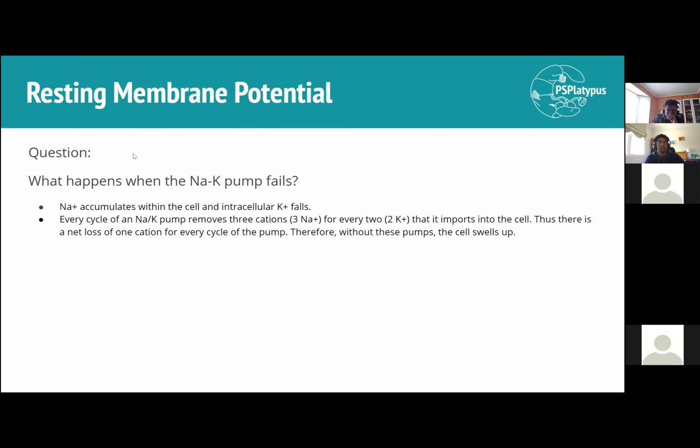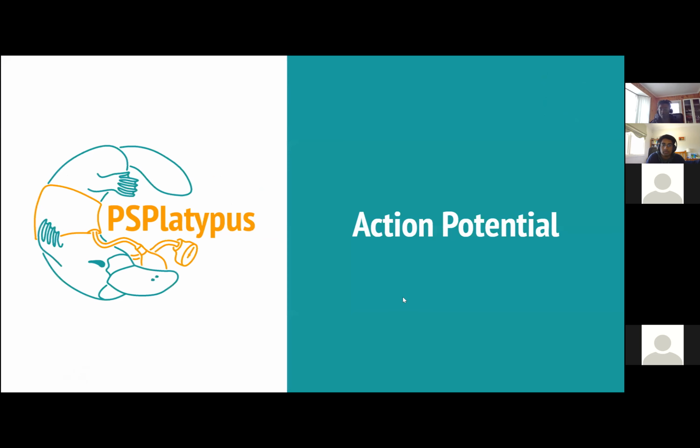Okay, so final question before we move on. What happens when the sodium potassium pump fails? We know 3 sodium is going to come out and 2 potassium is going to come in, so at every cycle we have a net loss of 1 cation. If the pump fails, you're no longer going to lose this cation, so there's going to be an accumulation of cations inside. Then water is going to move in because of osmosis, and the cell would swell up and lyse. Yeah, that's that question.